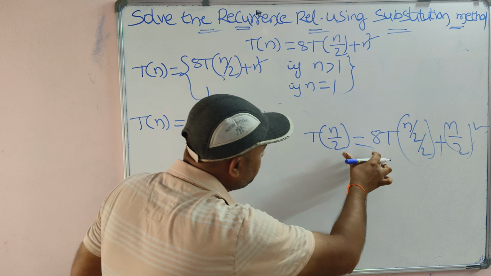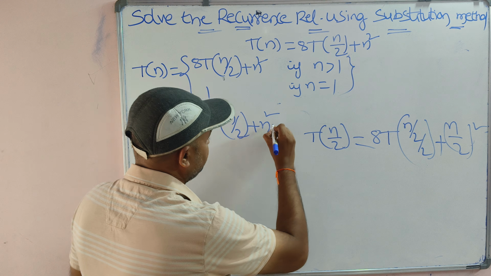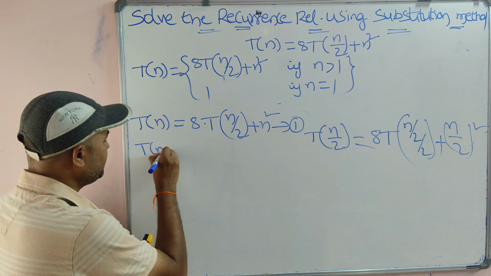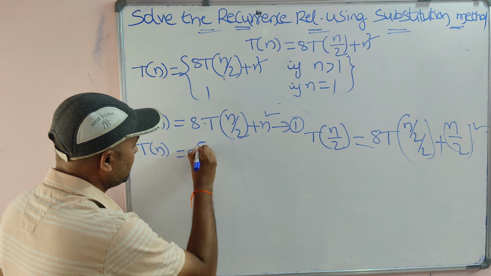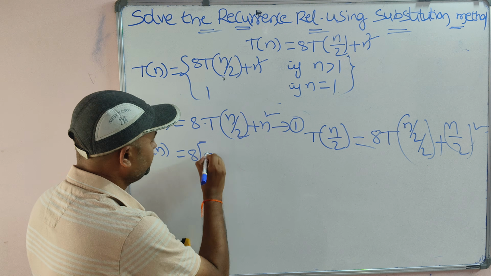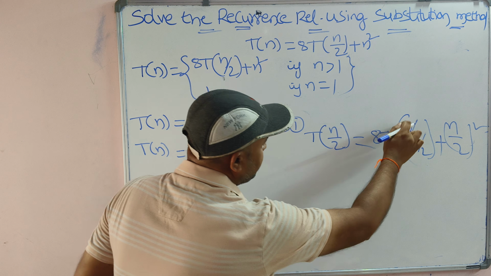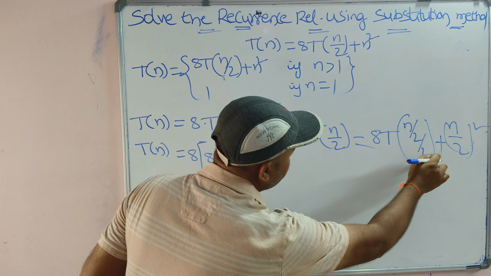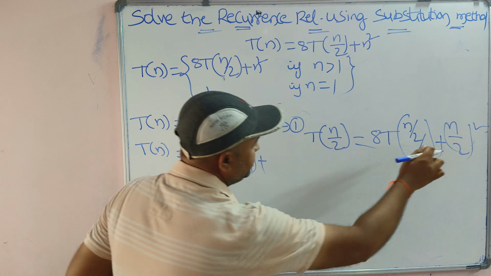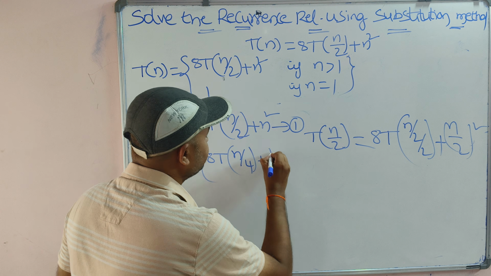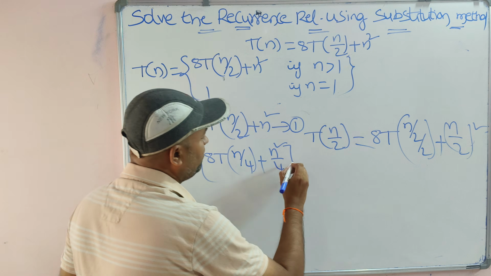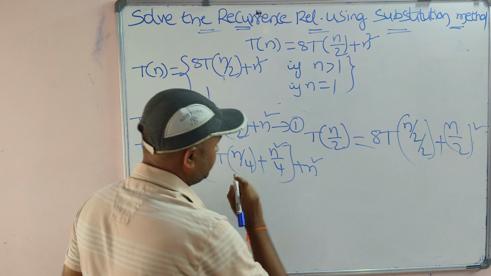So now let us substitute T of n by 2 in this equation. Let us assume that this is equation number 1. So T of n equal to 8 into, what is T of n by 2? Already it was calculated. 8 into T of n by 2 means n by 2 into 2, that is n by 4. Plus n by 2 whole square means n square by 4. Additionally, here we have n square plus n square.